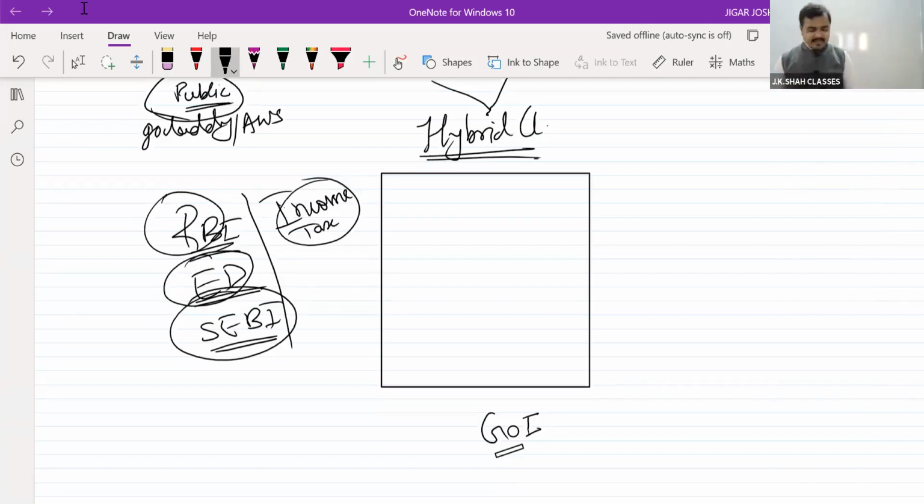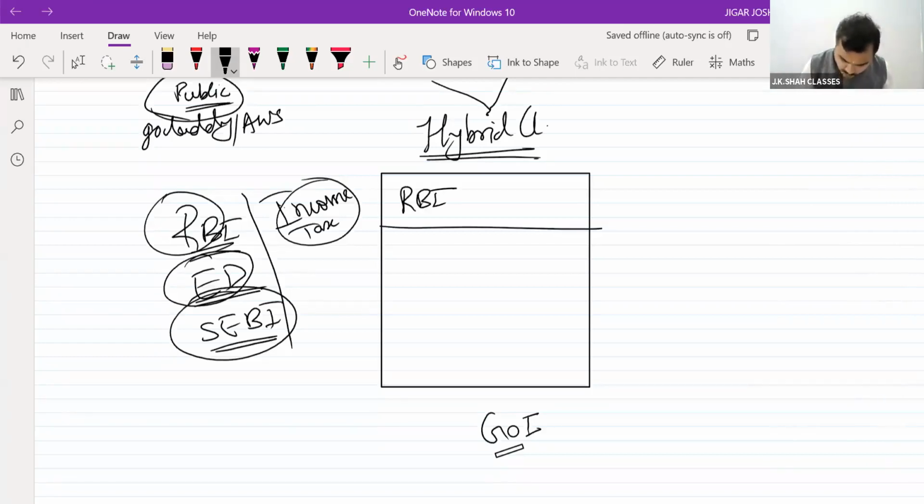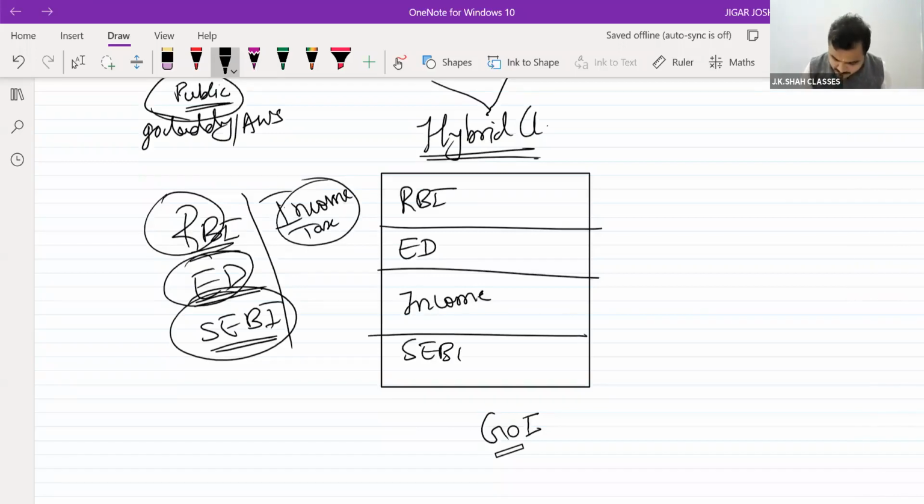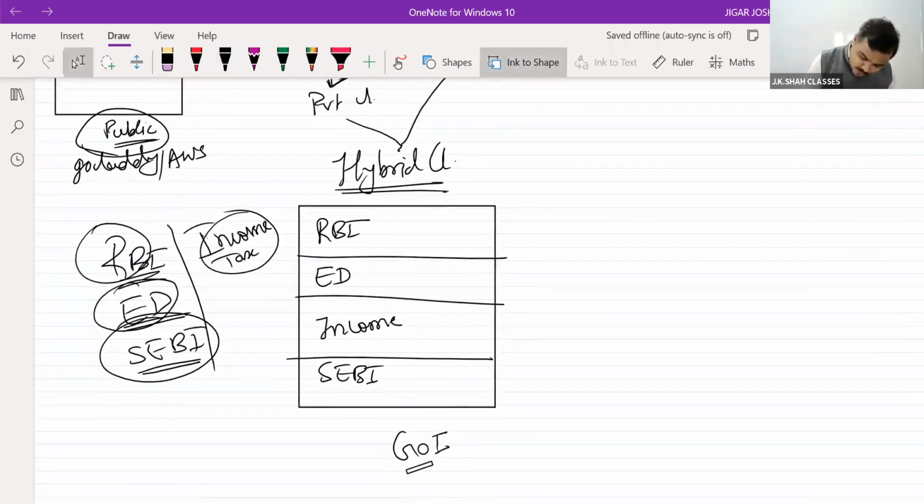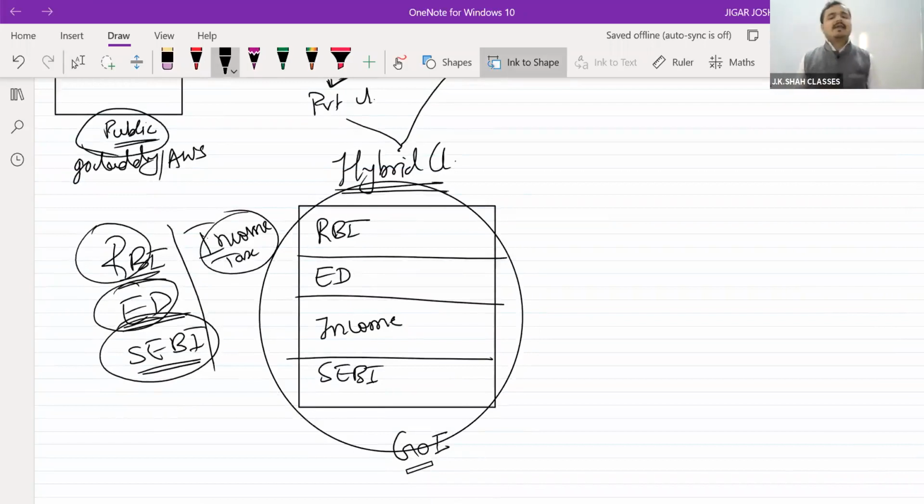It's too costly. Then I thought of one thing: why not create one cloud and occupy RBI in it, occupy ED over there, occupy Income Tax over there, and also occupy SEBI over there? Possible? Yes. And in this cloud, outsiders will not be allowed. Outsiders cannot come. Only these four organizations will be there. Will they share the cost? Yes, sir. Means their cost will reduce.